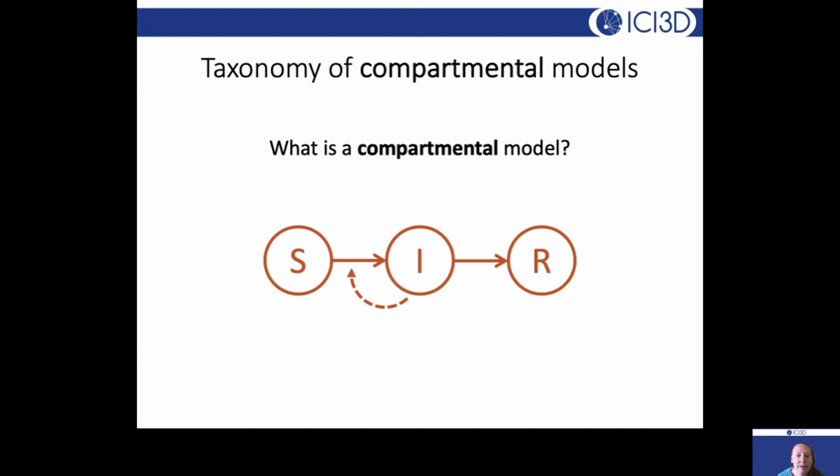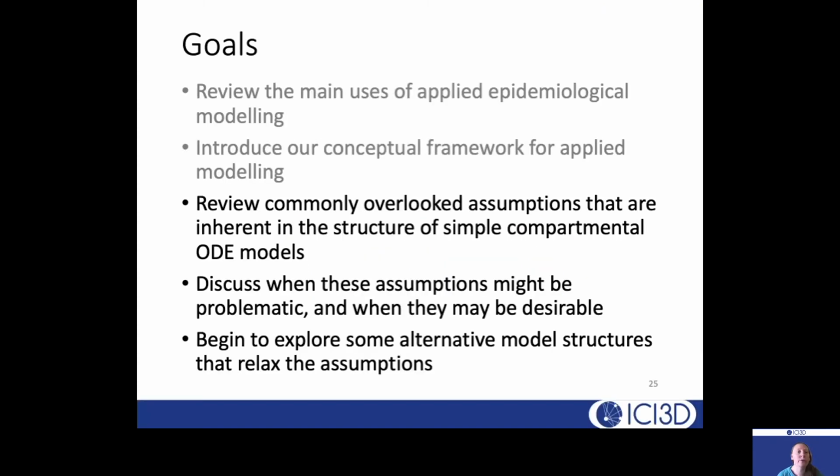This model world describes individuals as susceptible, infectious, or recovered, and shows the processes that allow individuals to flow into, out of, and between these states. By writing the equations down as ordinary differential equations, we made a number of additional assumptions that weren't explicitly discussed. So I'm going to move on to review some commonly overlooked assumptions that are inherent in the structure of simple compartmental models. I'll then move on to discuss when these assumptions might be problematic and when they might be desirable.